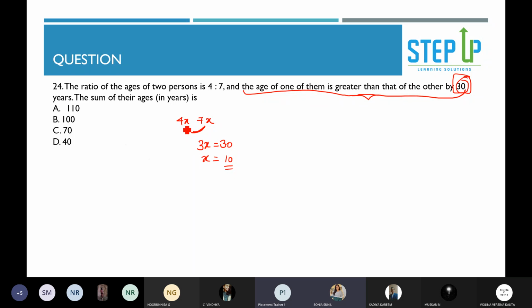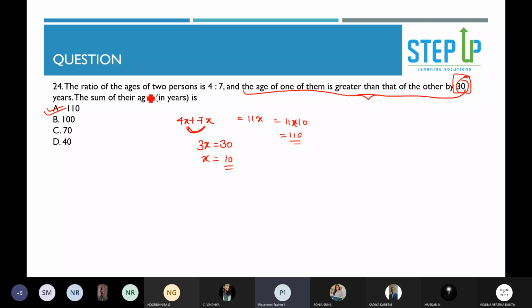10. So the sum of the ages of the two persons will be what? 11x into 10, 110. Anybody want me to repeat? Yes, ma'am. Can you repeat, ma'am?